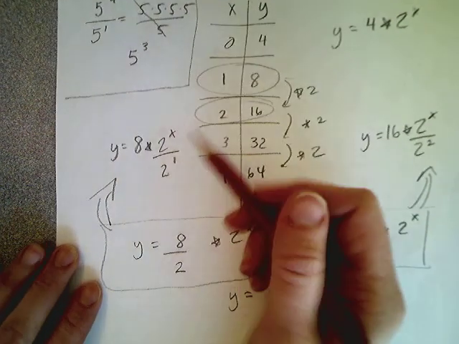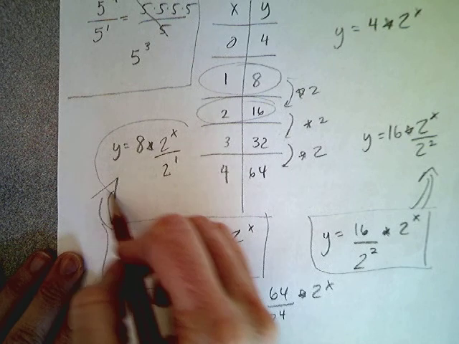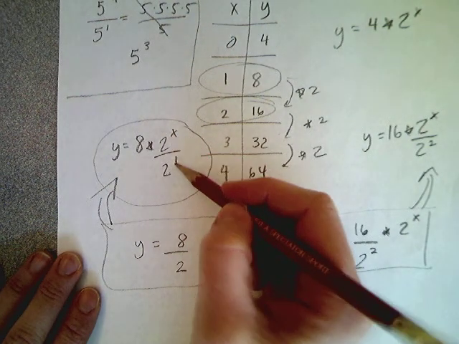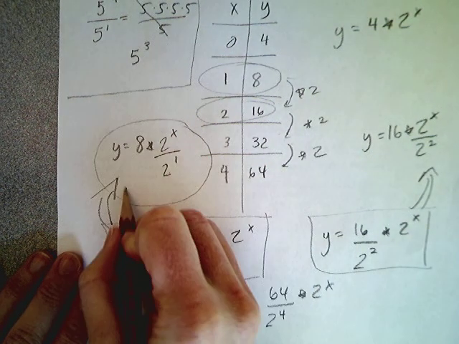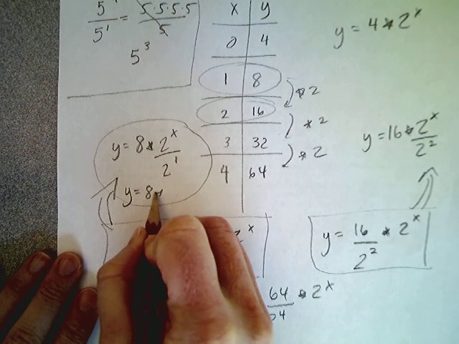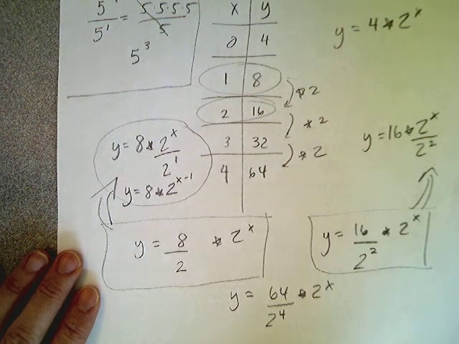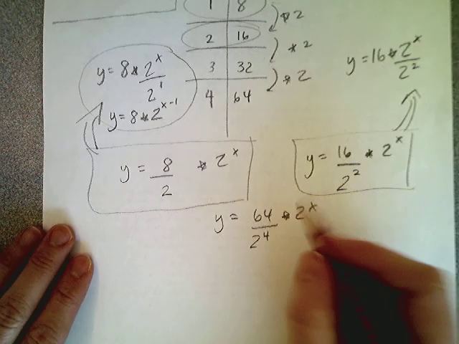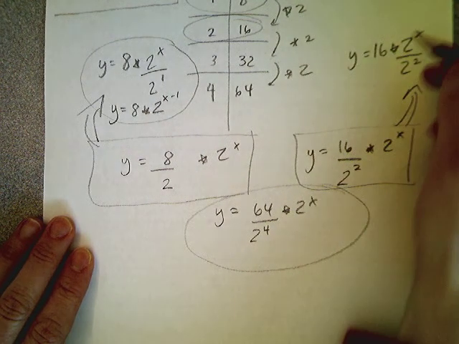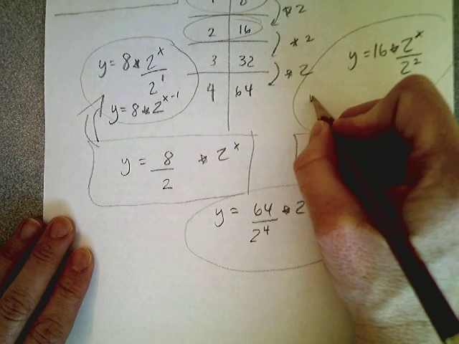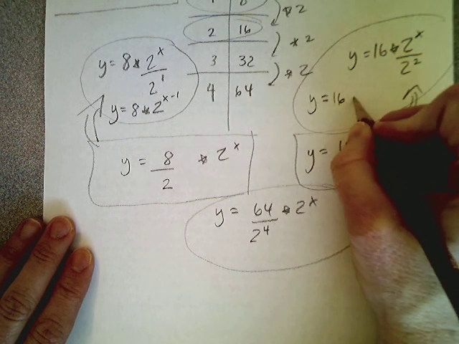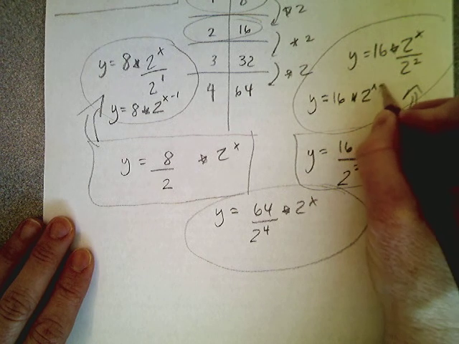So let's hop down here. I could take this same equation now, and when I divide, I subtract exponents. So this could also become y equals 8 times 2 to the x minus 1. Or this one over here could become y equals 16 times 2 to the x minus 2.